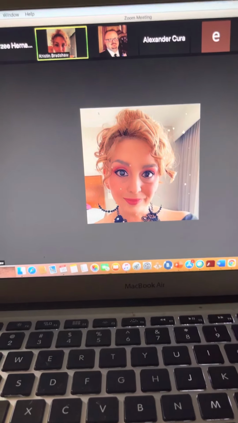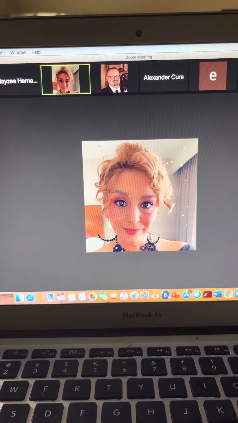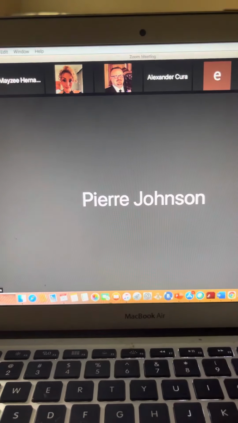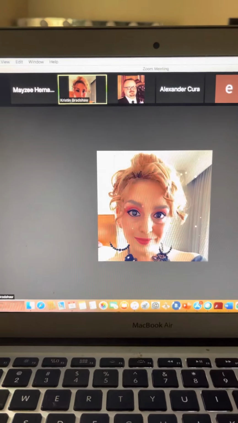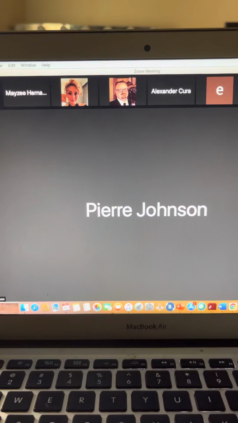Where is the IVC in relation to the aorta? To the right. Good. Normal measurement for the IVC? 2.5 centimeters. Okay, good.